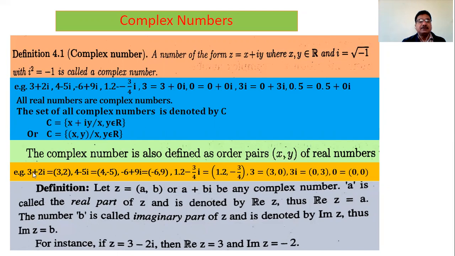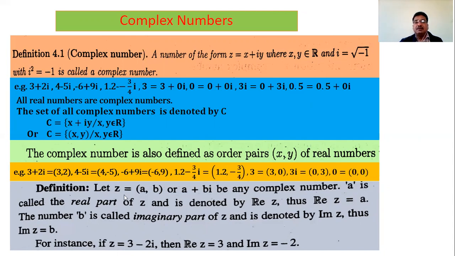So a complex number is also defined as an ordered pair of real numbers. For example, 3 plus 2i, you can write as round bracket 3 comma 2. Okay, so 4 minus 5i is 4 comma minus 5. Minus 6 plus 9i is this. So 1.2 minus 3 by 4i is 1.2 comma minus 3 by 4. The number 3, a purely real number, we can write as 3 comma 0, that is x is 3, y is 0. Then 3i is 0 comma 3. Then 0 is also a complex number. We can write 0 as the ordered pair 0 comma 0.